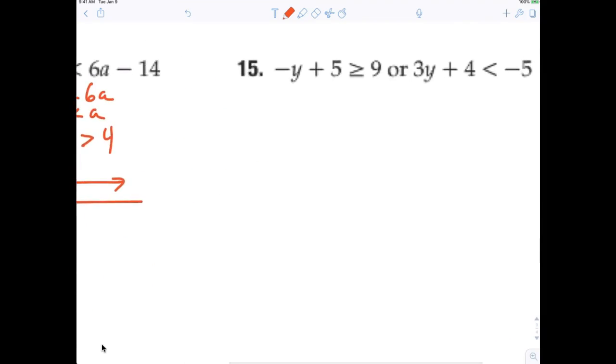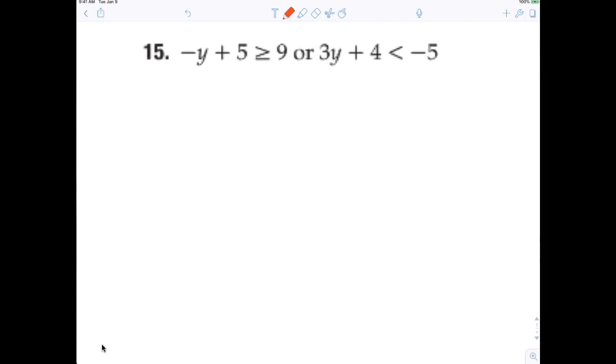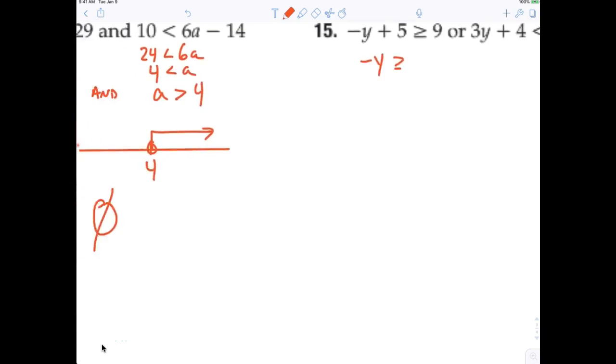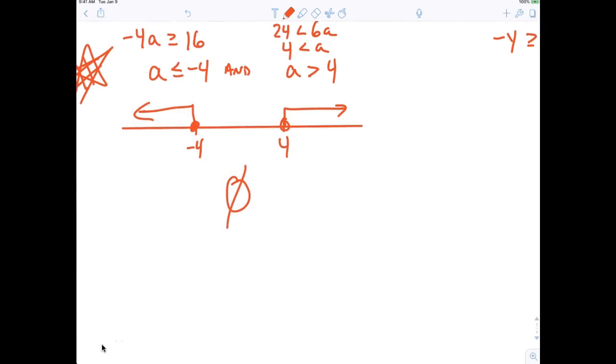All right, which brings me to 15 now. Here we go. So the first thing I need to do is to do what? Subtract 5. So now, negative... that's okay, thank you. Listen to me. There's no solution. You with me? Do you understand why it's no solution? Come on. You can't be less and greater than at the same time.